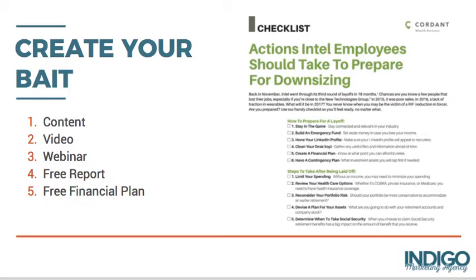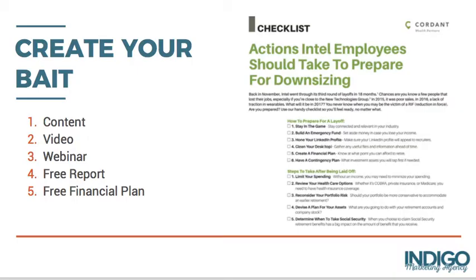So first, we're going to create your bait that addresses their most pressing need. This is an example from the Intel advisor that I spoke to you about: Actions Intel employees should take to prepare for downsizing. And this could be anything from a checklist to a video, to a webinar, to a free report, or even maybe a free financial plan that you want to offer everyone who works at a certain employer. So the sky's the limit with creating the type of content.